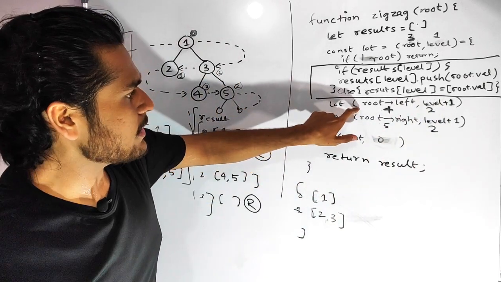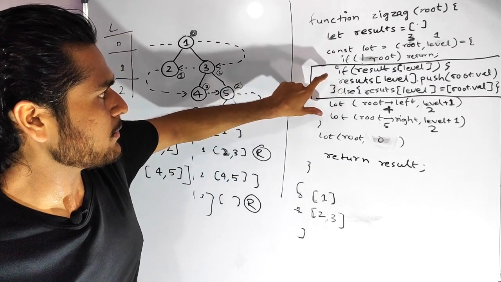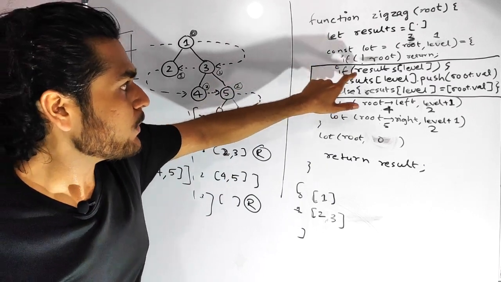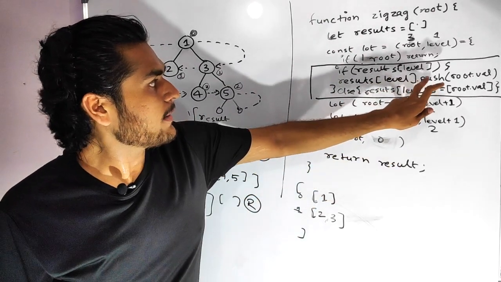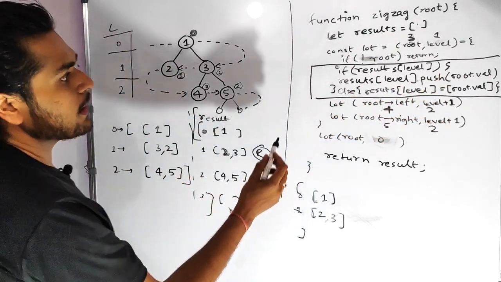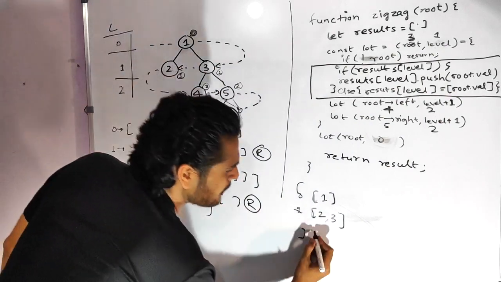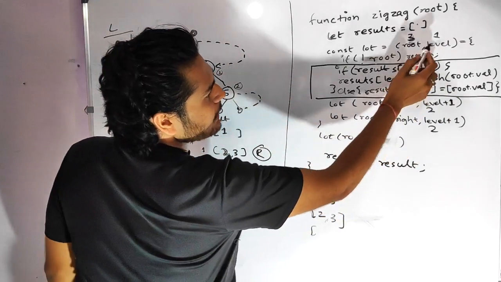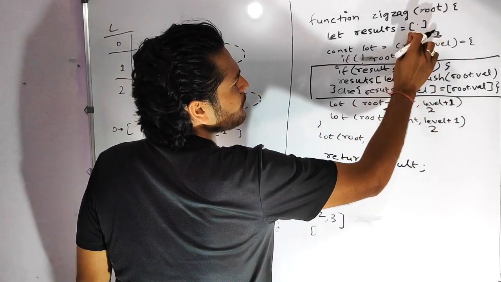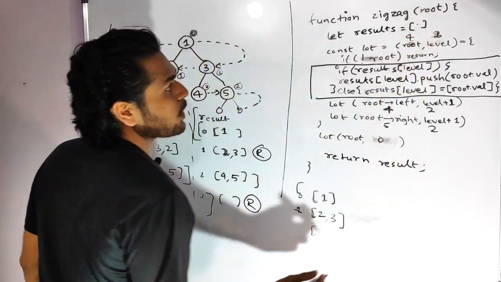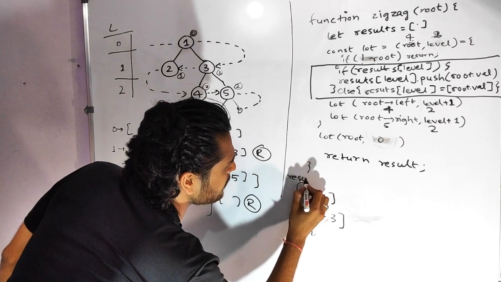When it executes this statement, it checks, yes, root exists, so it will go to the next if condition. Results of level does not exist for now, so results of level dot push won't execute, but it will go to the else case, results of level equal to root.val. This time the level is 2 and root.left is 4. So 4 will be pushed into results of 2.